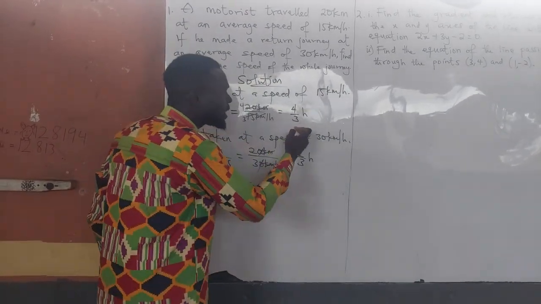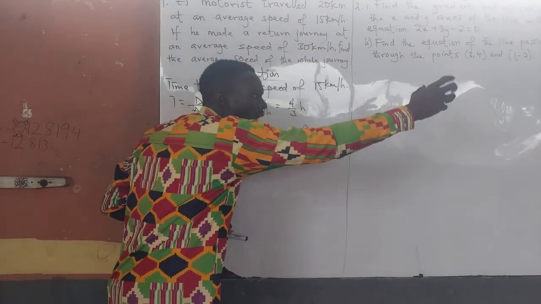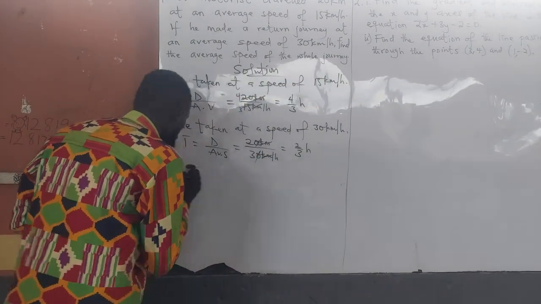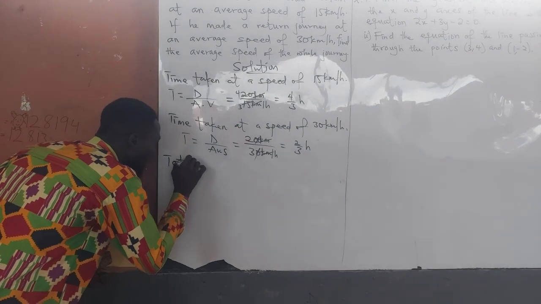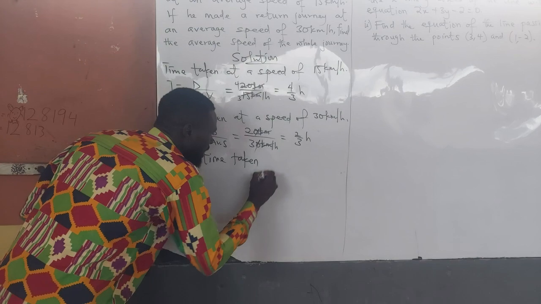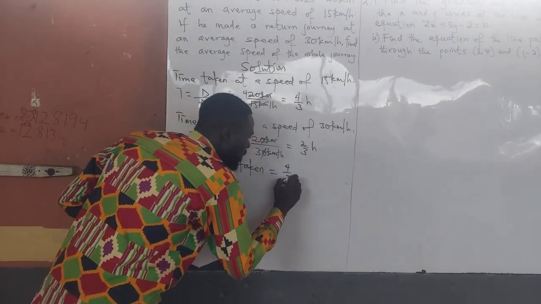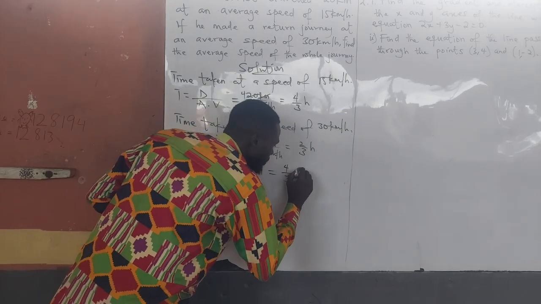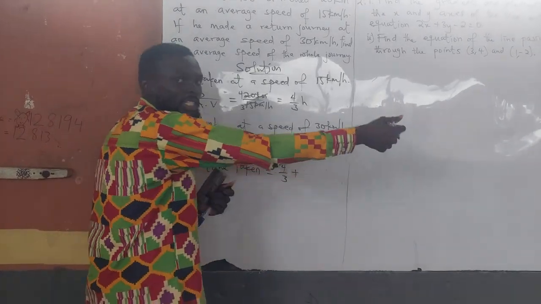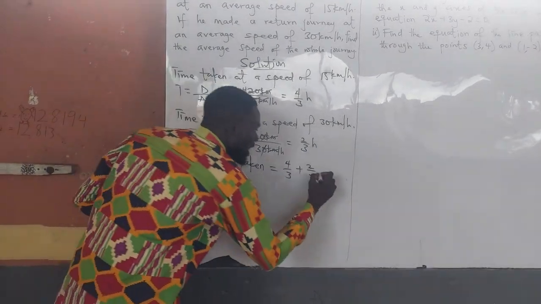I have to calculate the total time taken for going and making the return. So I'm going to calculate the total time taken. The total time taken is the time at which he traveled plus the time at which he returned, which is 2/3. So you are going to add.